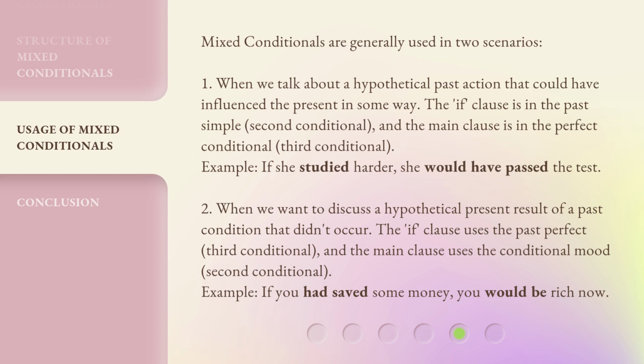2. When we want to discuss a hypothetical present result of a past condition that didn't occur. The if clause uses the past perfect, third conditional, and the main clause uses the conditional mood, second conditional. Example: if you had saved some money, you would be rich now.